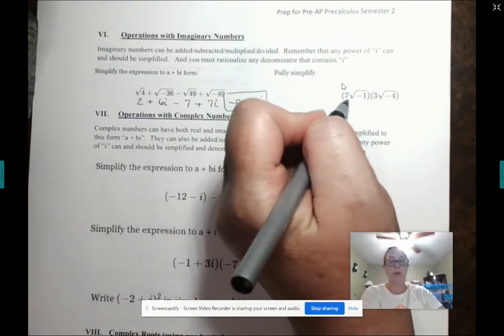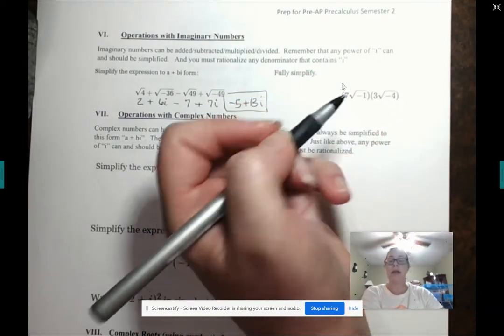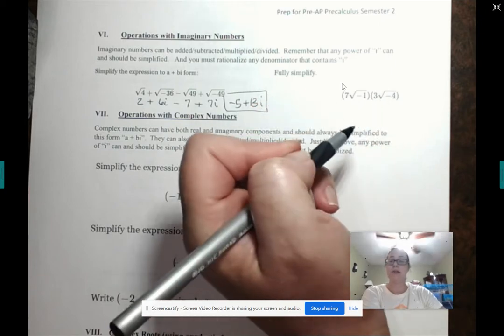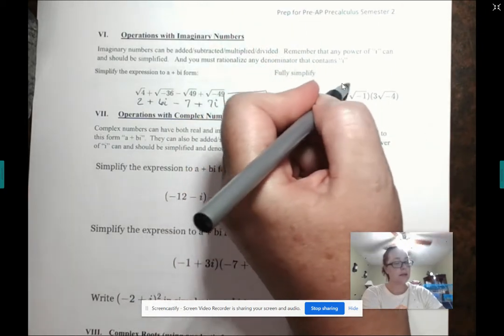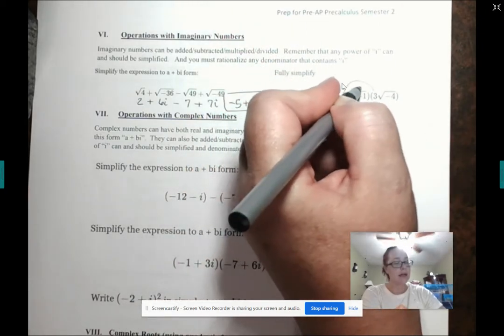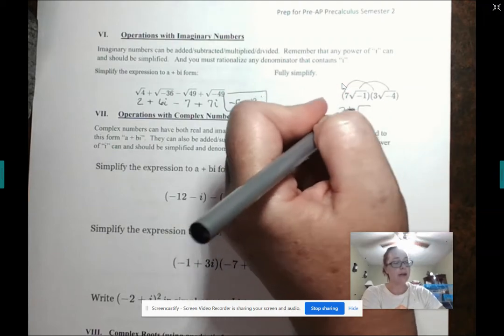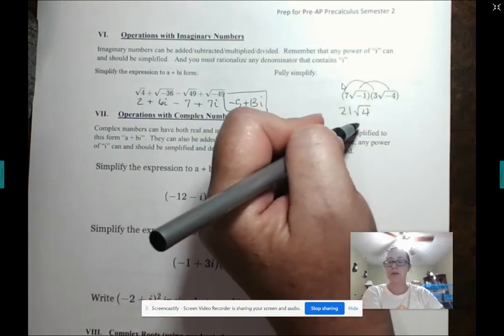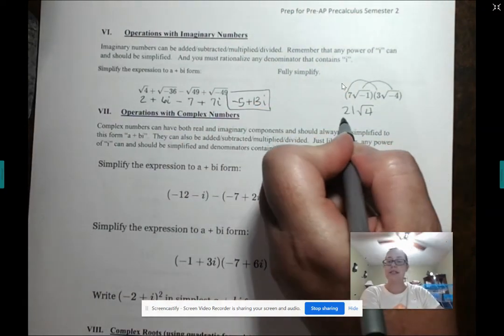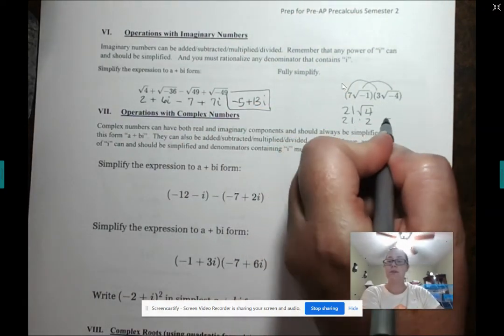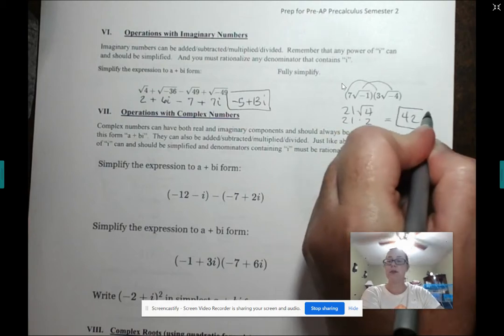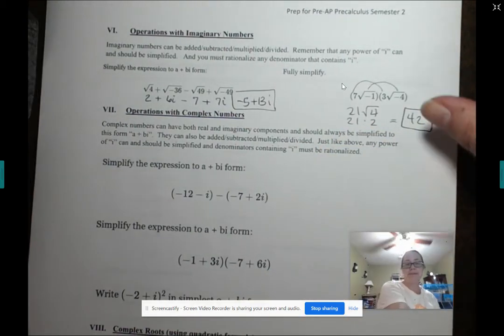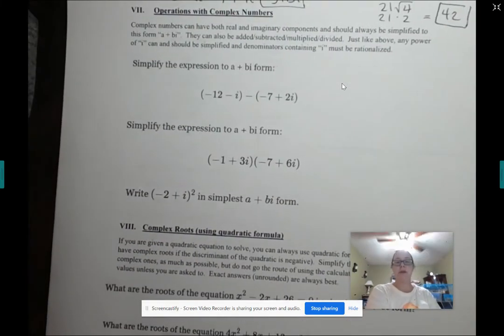Now multiplying, this is one term times one term. You could simplify the radicals first if you want, or you can just multiply the real parts together and the radical parts together, and it takes care of itself because negative 1 times negative 4 is a positive 4. So this ends up just being 21 times 2, which is 42. It's not even imaginary.